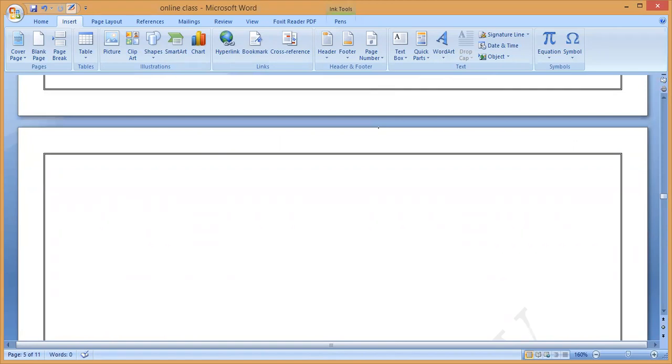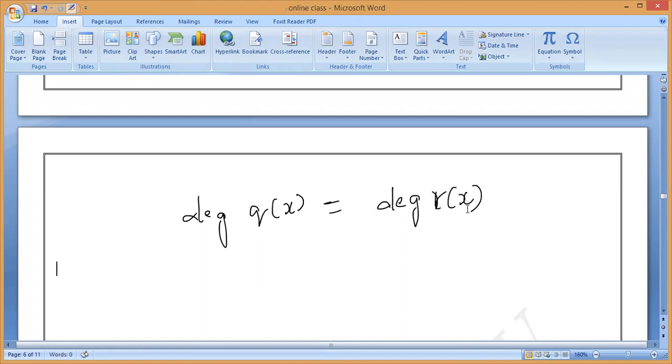Degree of Q of x equals degree of R of x, they are asking. Write that question, all of you. Degree of Q of x, not P of x now, which equals what? Degree of Q of x equals degree of R of x. So you may check it now. The degrees should come the same. Any example you have studied already, you can form on your own.